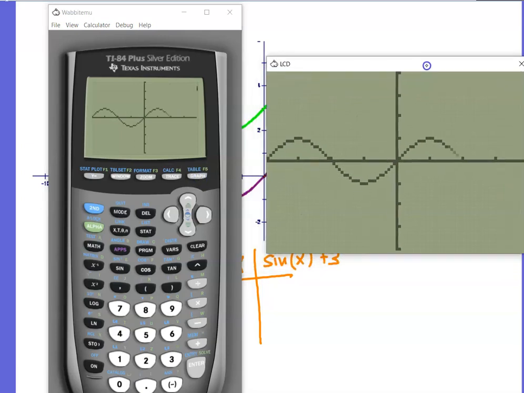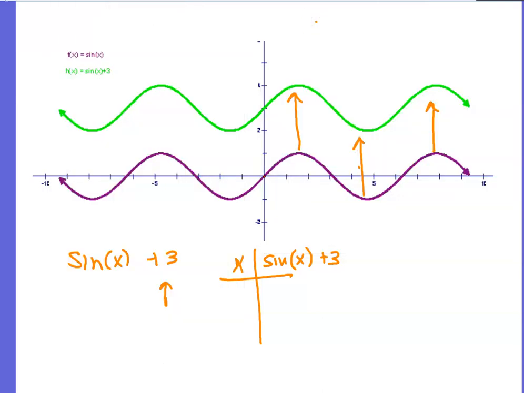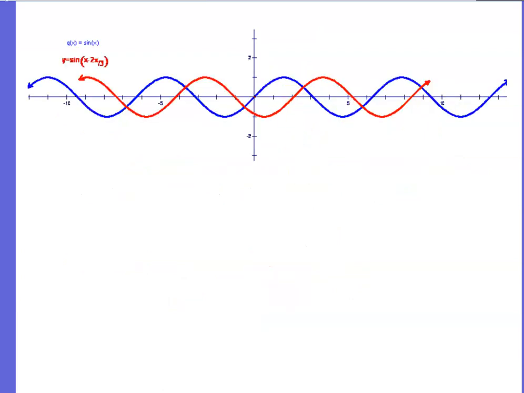There's the original. The next one should shift. Yep, there it goes. See, it's up 2. All the points are the same, just up 2. And the last one was shifted down. Can't see it all because it goes off the graph, but it's all down 4. So adding and subtracting something on the end affects the y value, which means it's going to shift it vertically. So it'll shift it up and down. Again, I'll refer to all this at the end.